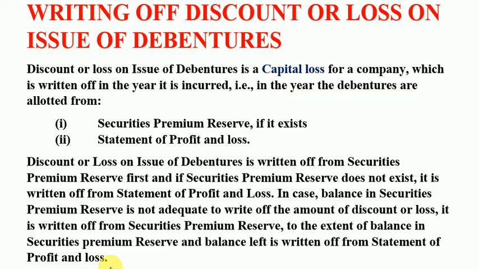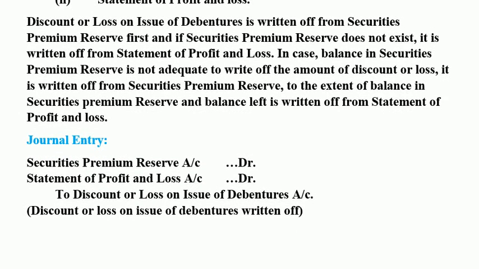So now proceed towards the journal entry. The journal entry for this transaction is: securities premium reserve account debit, statement of profit and loss account debit, to discount or loss on issue of debentures account. Here I have told you that if there is a discount on issue of debentures of 12,000, it will be written off from the securities premium reserve, so 8,000, and the statement of profit and loss account will be debited with the amount of 4,000 here. So discount or loss on issue of debentures written off. I hope this is clear to you all.